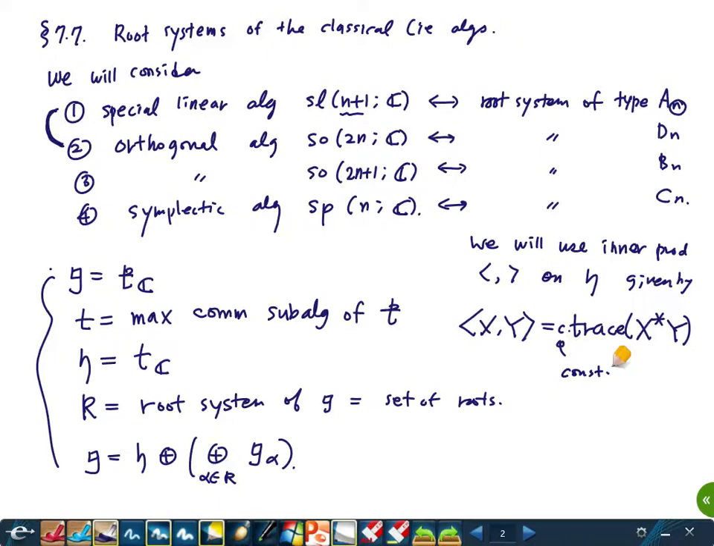So far we learned this kind of general theory, so now we will really look at concrete examples. So first, G is the special linear algebra, like that. So this is, as I told you, type AN.